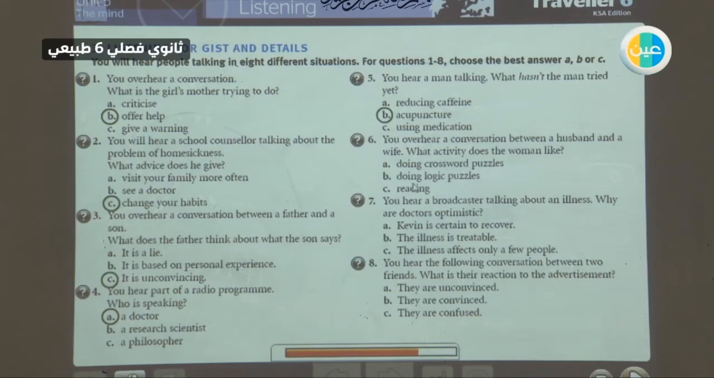So what is the thing that the woman does like, which is she likes reading. Number 7. You hear a broadcaster talking about an illness. Why are doctors optimistic? A, Kevin is certain to recover. B, the illness is treatable. C, the illness affects only a few people.